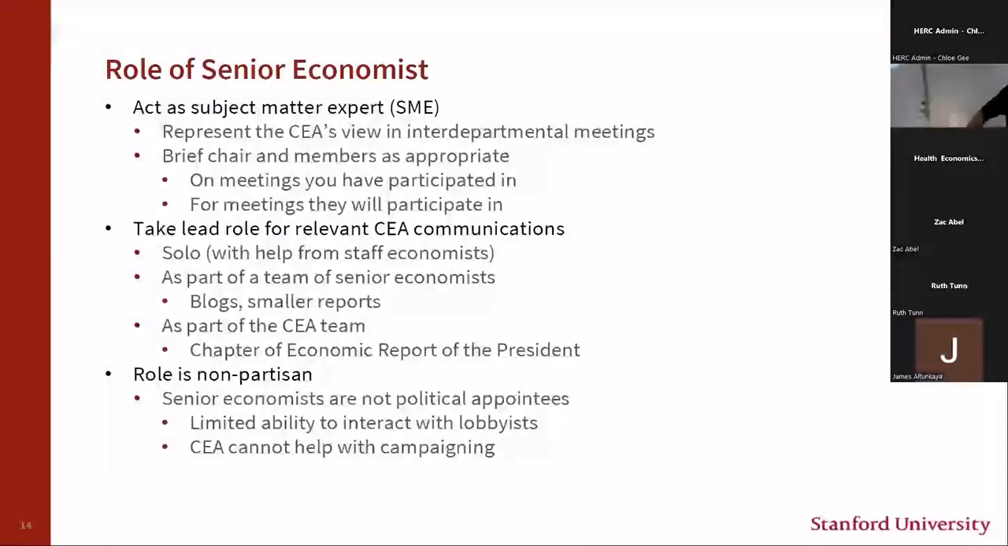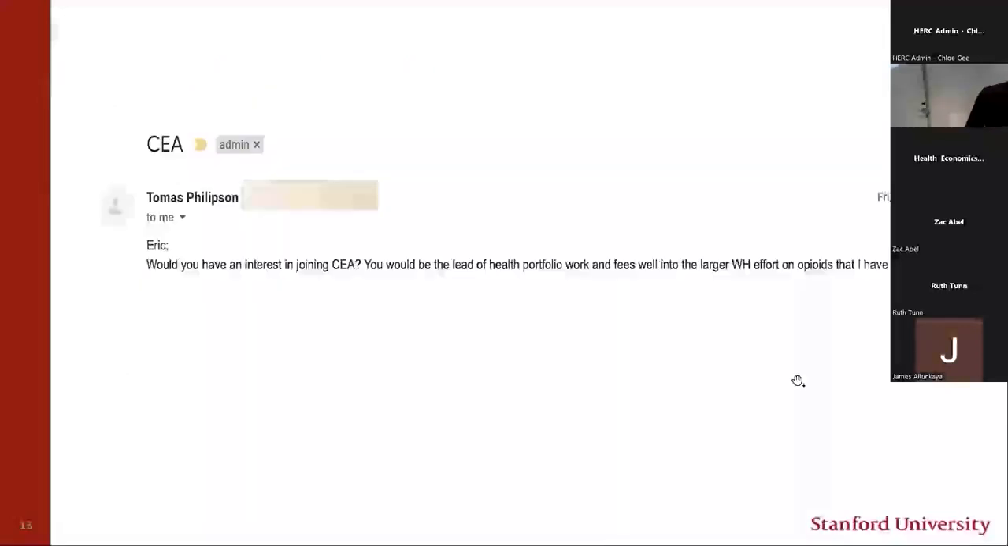And so what did I do as a senior economist? Government's full of these acronyms, SMEs. So that's what I learned. I was the subject matter expert in health economics. So what does that mean? I represent the Council of Economic Advisers' view in interdepartmental meetings. And so I'll go back.